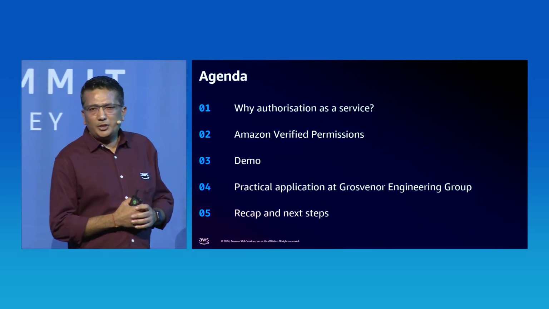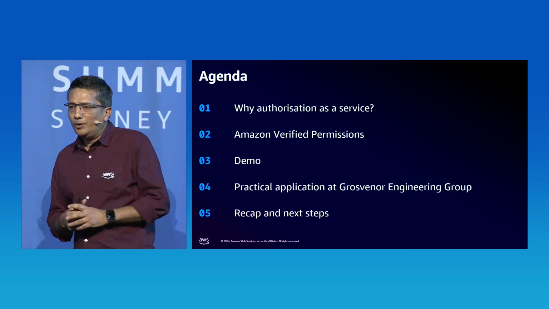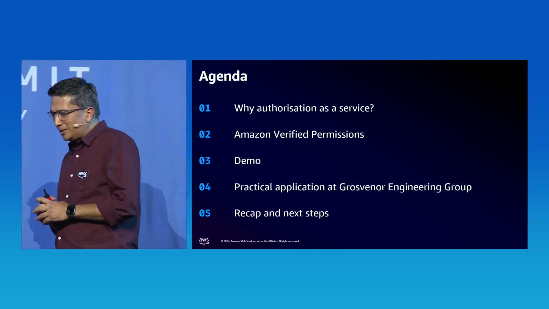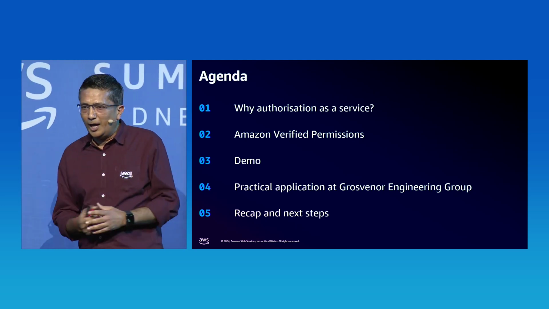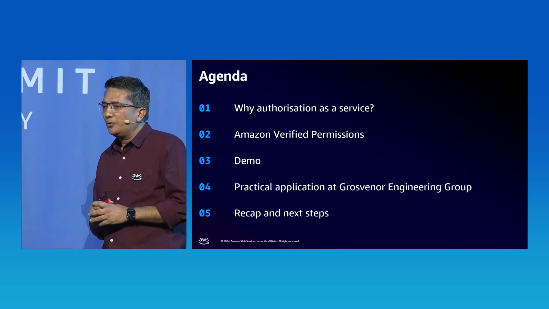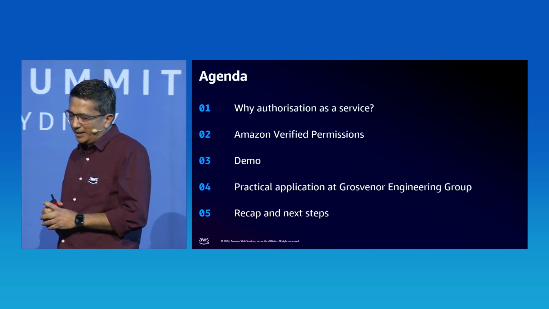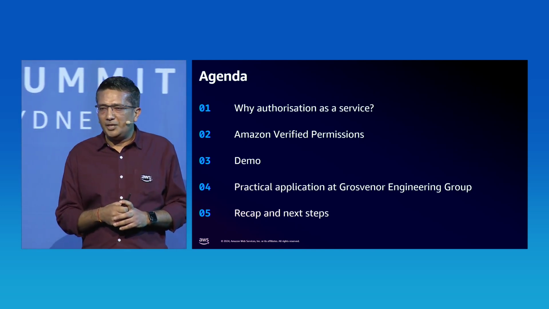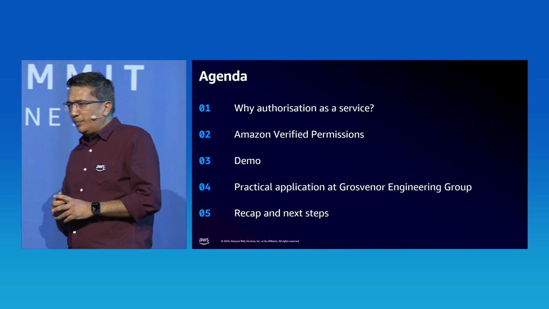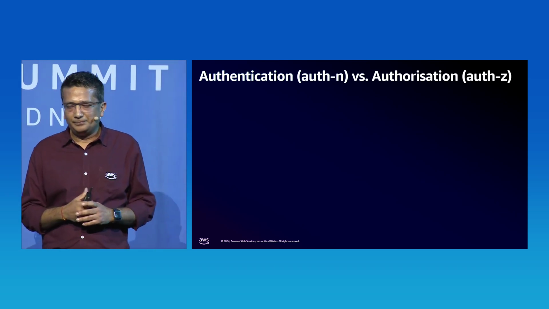We'll start with establishing why there is a need for authorization as a service. We'll look into Verified Permissions and its features. I like learning things when they're in action, so I'll build a small demo for you of how you can leverage Verified Permissions. And then I'll invite Con to showcase how Grosvenor Engineering Group have leveraged Verified Permissions to simplify permission management and authorization in their applications. Finally, I'll recap and share some of the resources that will help you get started with Verified Permissions. But let's start with something basic, something you already know: authentication versus authorization.